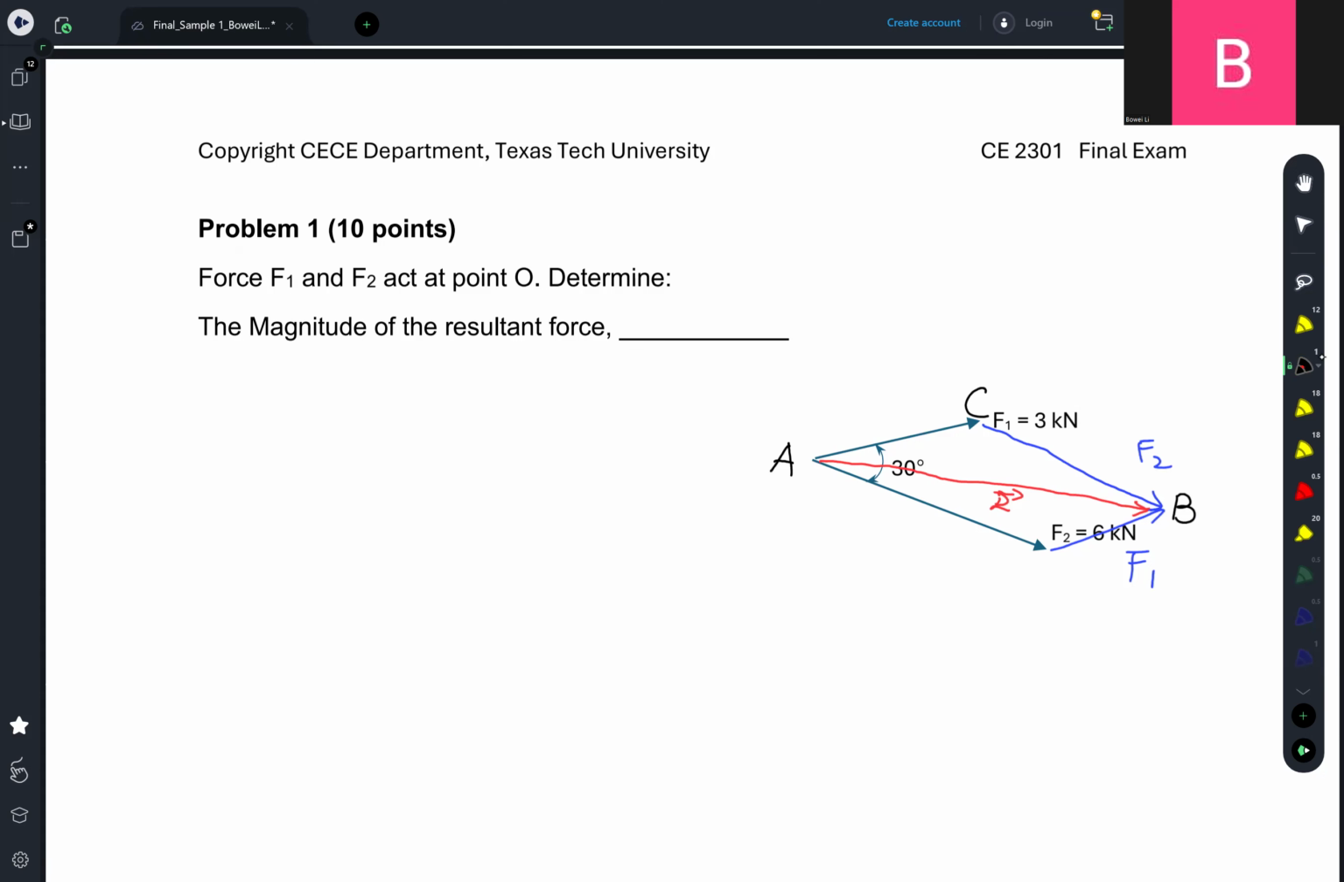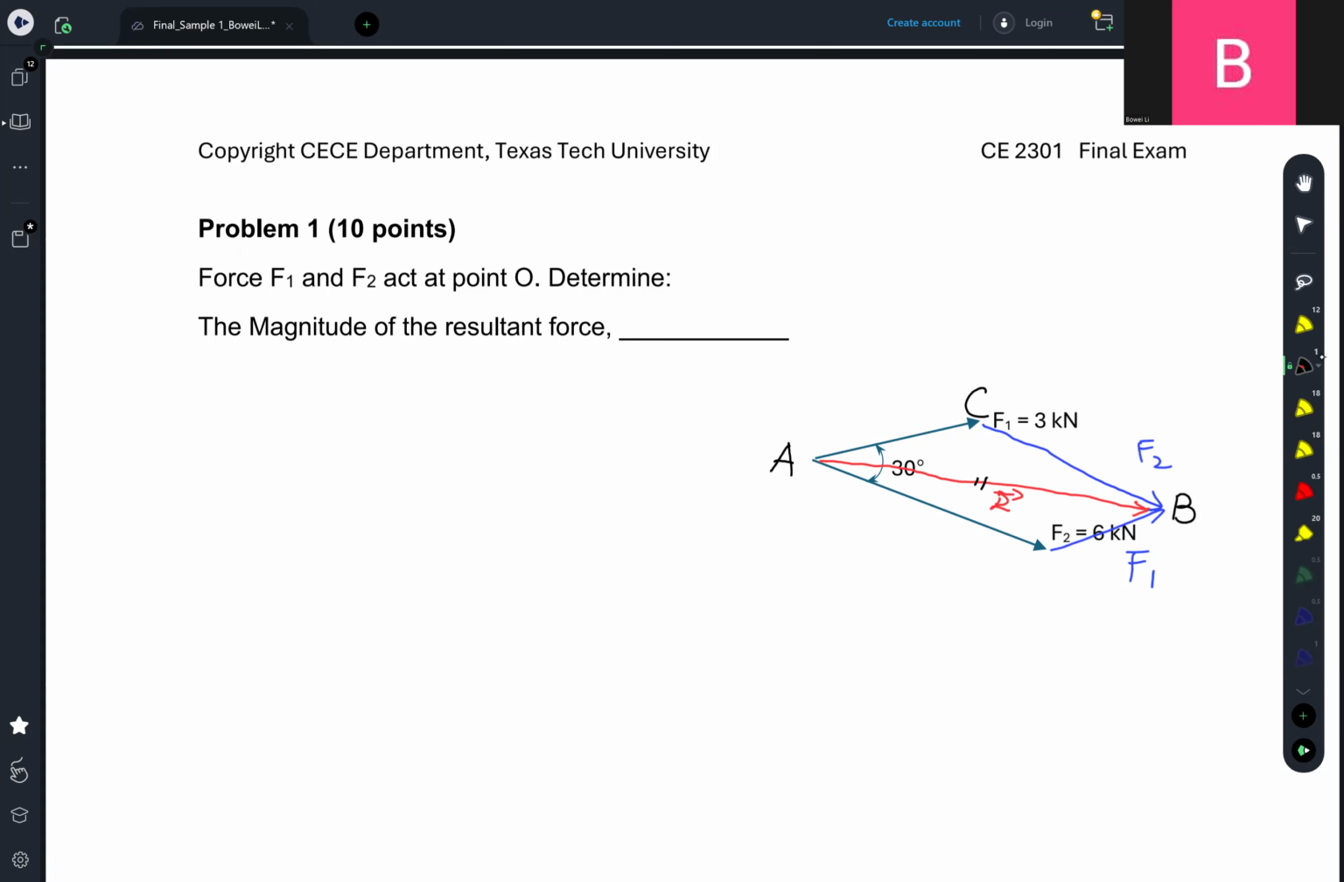We go back to the problem. The problem asks us to find the magnitude of the resultant force, right? So the magnitude is actually the length of the resultant force here. In other words, it is the length of the side R. And how can we approach that? What law are we going to use here? It is actually the law of cosine, right? Because typically we use the law of cosine to find the length of a side, right?